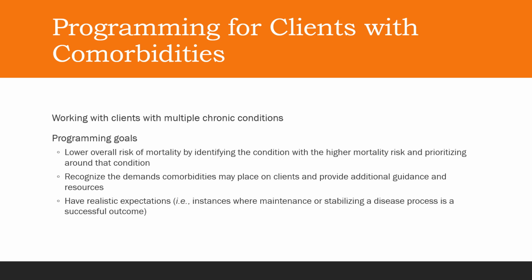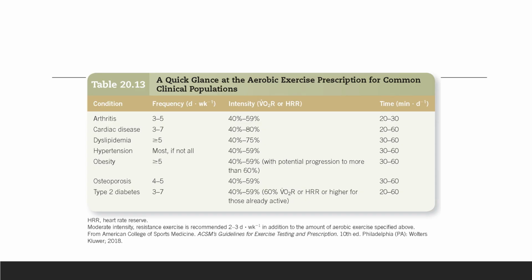Improvement is not always feasible, and there will be instances where maintaining functional capacity or stabilizing the disease process can and should be viewed as a successful outcome. In general, the exercise prescription for individuals with comorbidities can follow the FIT-VP framework. Table 20.3 provides a summary of the basic evidence-based guidelines for common clinical populations. This resource can assist with establishing the basic parameters of the exercise prescription around the various conditions of an individual.